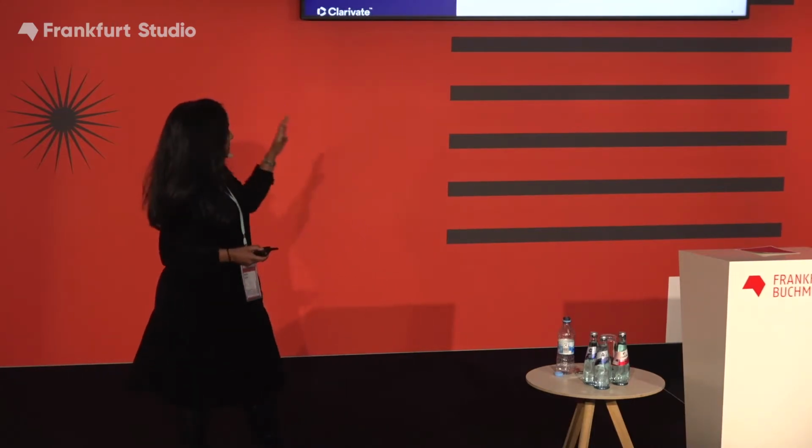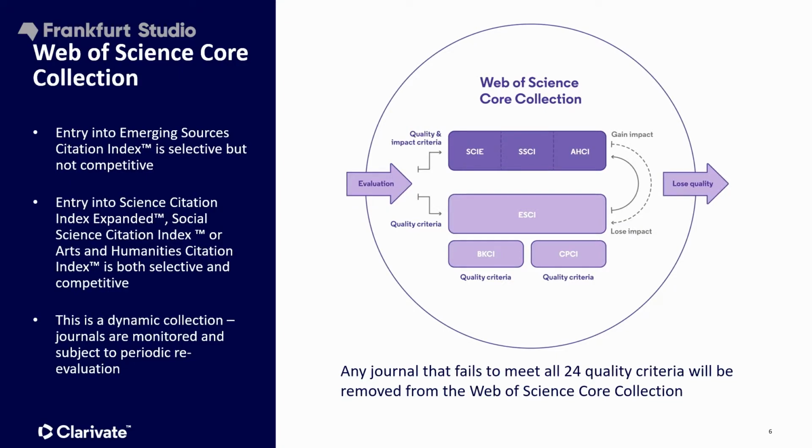So this diagram is a schematic of the 6 indices within the Web of Science core collection. For the purposes of today's talk, I'm not going to talk about BKCI or CPCI, which are the books index and the proceedings index, and instead I'm going to concentrate on the 4 journals indices. So the 3 historic indices are discipline-specific, and they're shown on the top here. So we have the Science Citation Index Expanded, the Social Science Citation Index, and the Arts and Humanities Index. And below that, we have ESCI, the Emerging Sources Citation Index, which is much newer. It was launched in 2015, and it spans all disciplines.